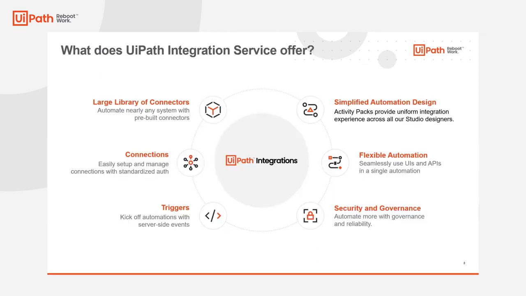So what does the integration service offer? First and foremost, it's all about the connectors, to be able to connect to more systems that you use every day so that you can expand that automation. And with that comes connections. So how do we create these connections? We're making it easy, whether it's simply signing in through OAuth with your username and password, or creating apps and getting those client IDs and secrets, or however those backend systems ultimately authenticate.